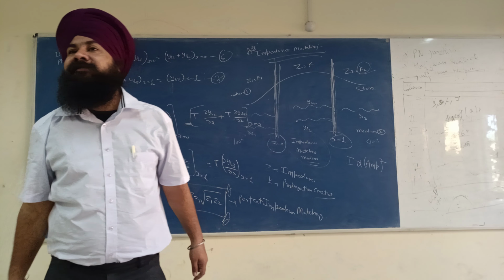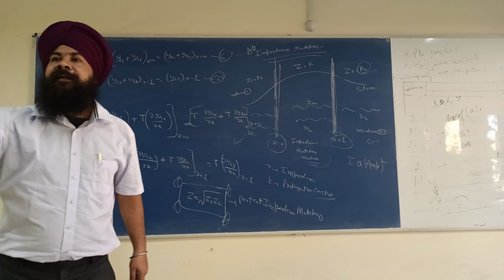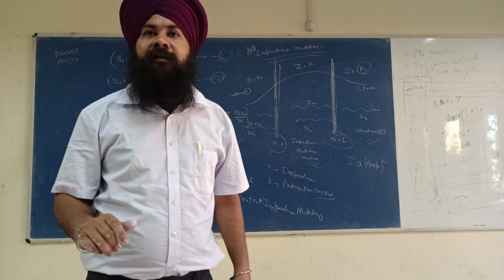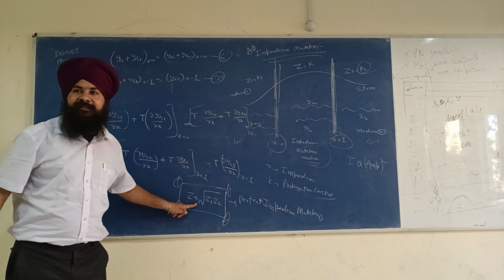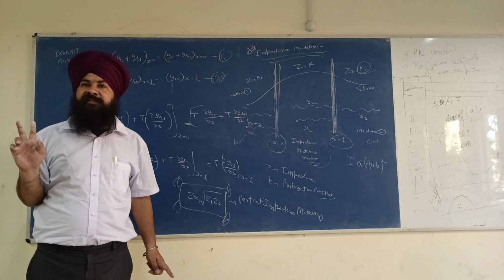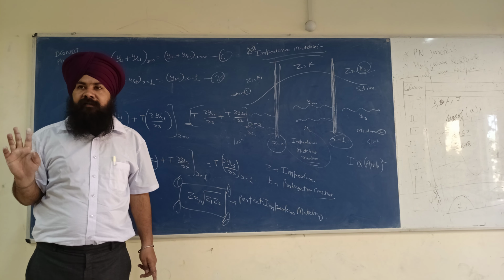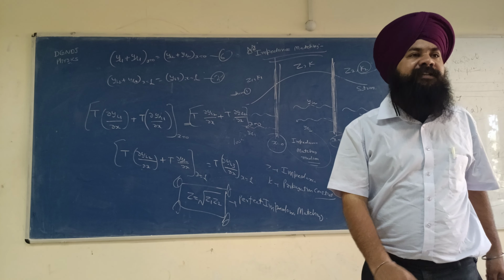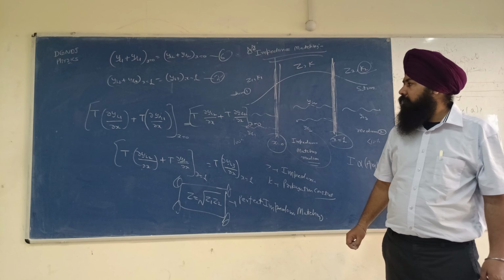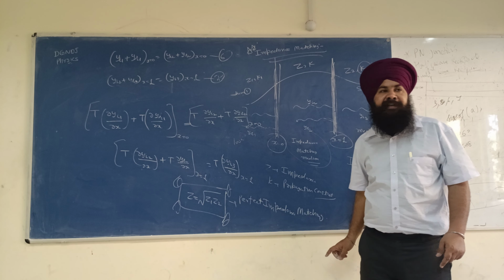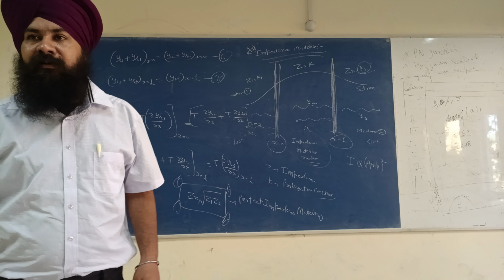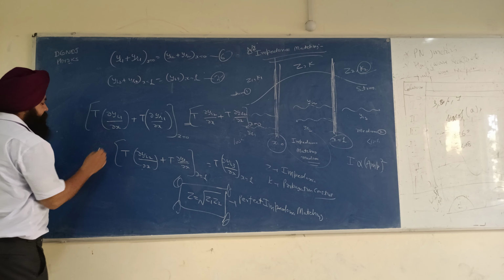This is a 2-mark question. What is the condition of perfect impedance matching? The answer is Z is equal to square root of Z1 into Z2. Only this you have to give as the answer. For example, if somebody asks, what is the perfect impedance matching condition, the answer is this one.